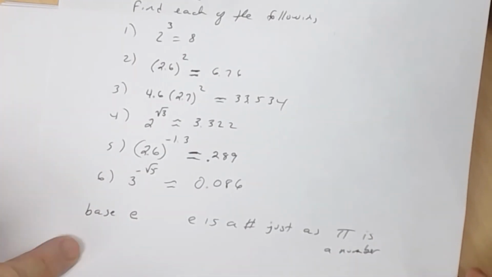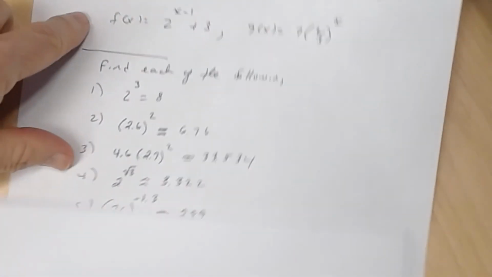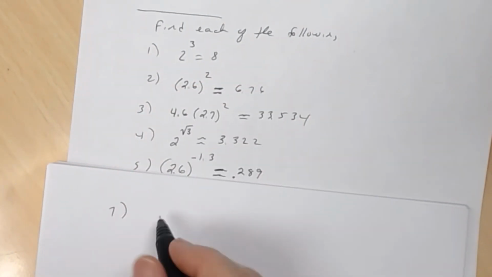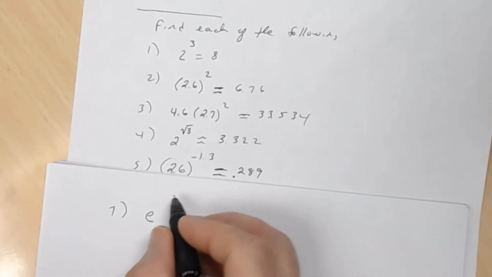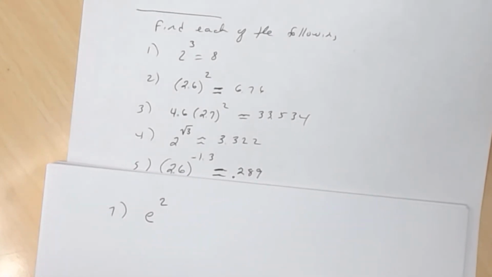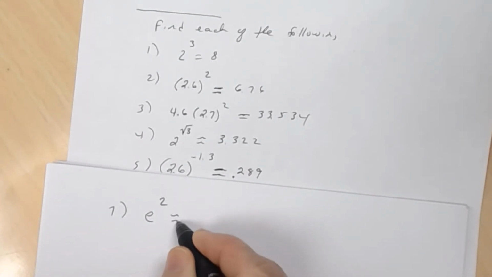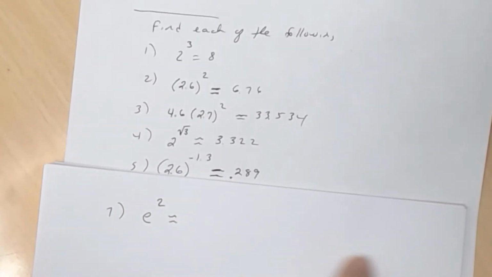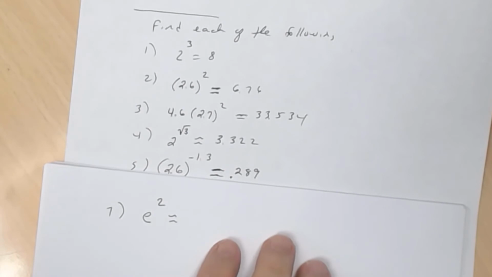I'm going to go back to this page right here, and then we're going to do number 7. Okay, suppose now you want to find e to the second power. Let's see what that's approximately equal to. I'm saying approximate because remember, e is irrational, so you're going to have an infinite number of digits. So you're going to approximate to the nearest thousandth.